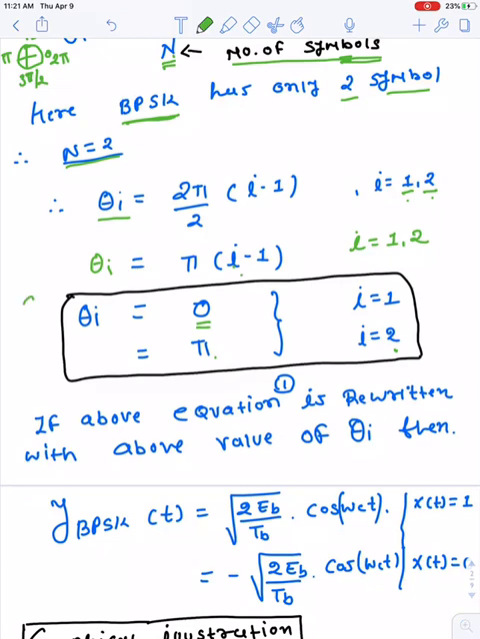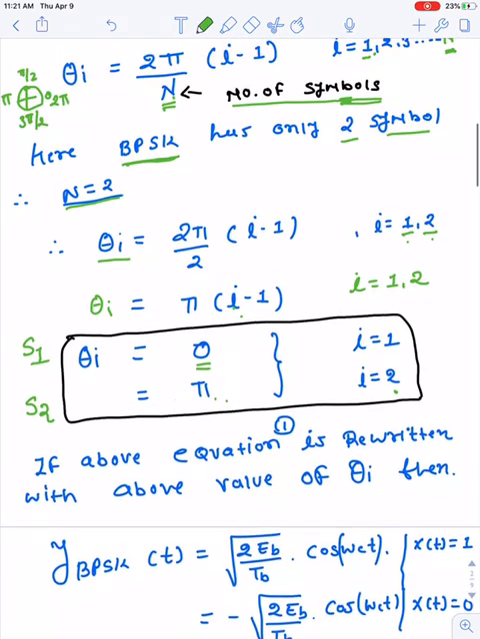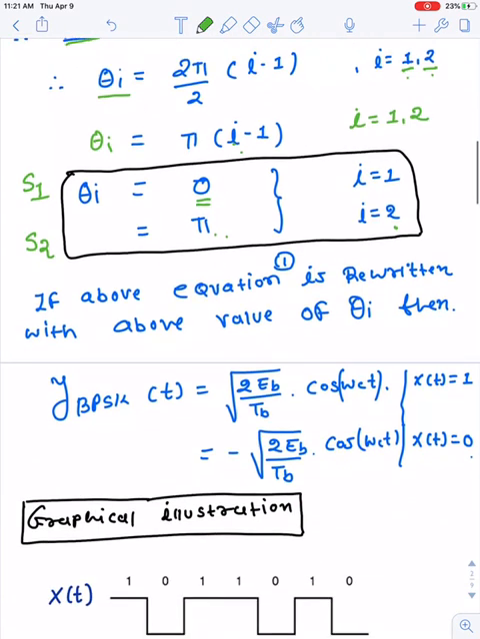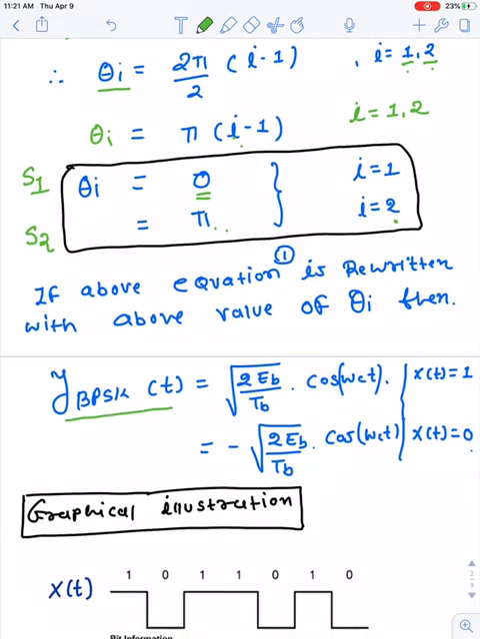We can say the binary phase shift keying has two symbols. The first symbol is S1, which can have a phase of 0 degrees. The other symbol S2 can have a phase of pi. So if you place this value theta i in equation number 1, the earlier equation can be modified as y BPSK of t is equal to square root of 2 Eb by Tb into cos of omega c t plus theta i, where i is equal to 1 here, which corresponds with the input x of t equal to 1.